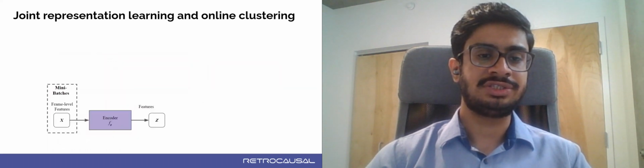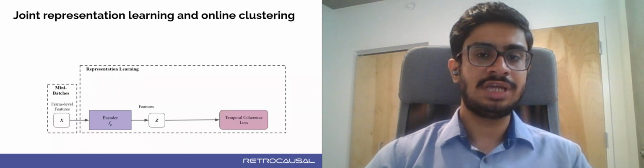For each training iteration, we first sample a small batch of frame level features and pass them through a two-layer encoder network to obtain the embedded features. These features are then passed to the temporal coherence loss. This loss encourages temporally coherent representations, that is, neighboring video frames are mapped to nearby points in the embedding space and vice versa.